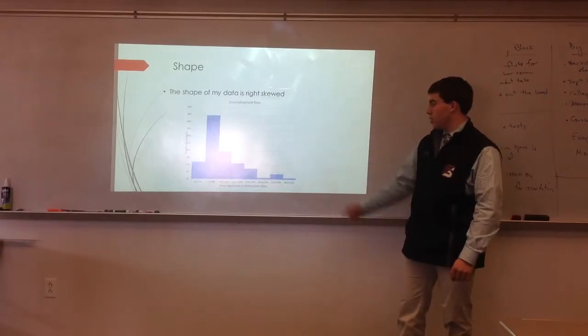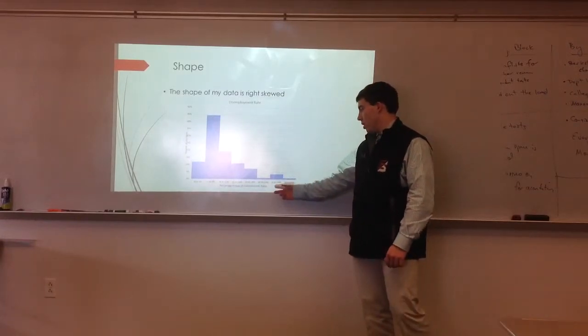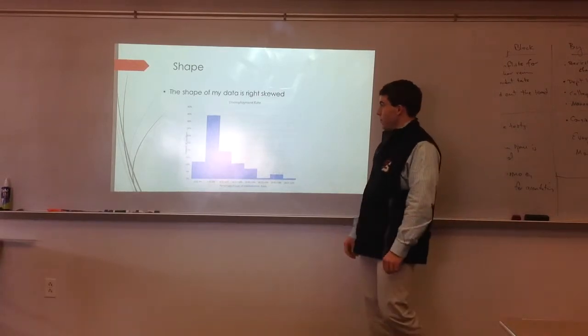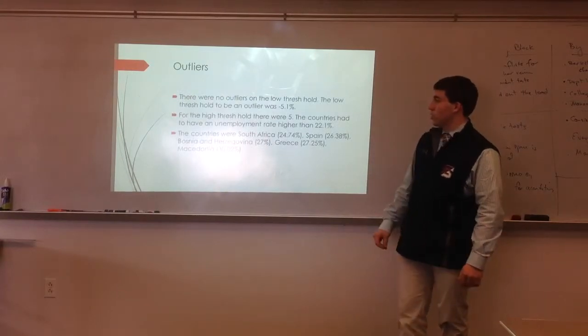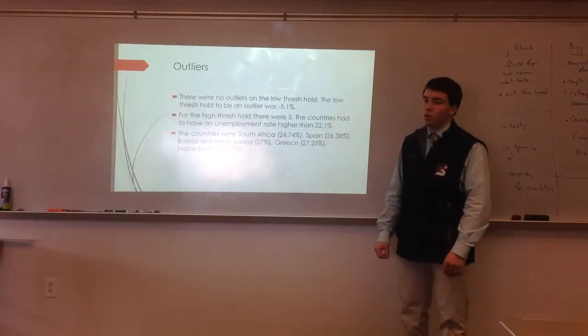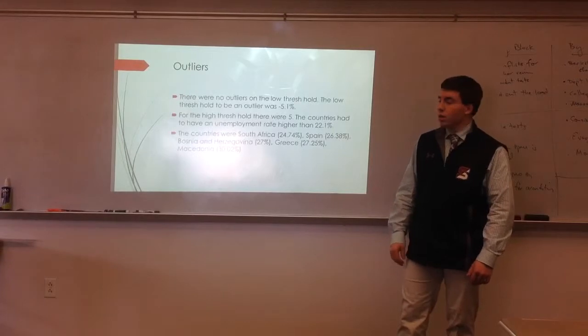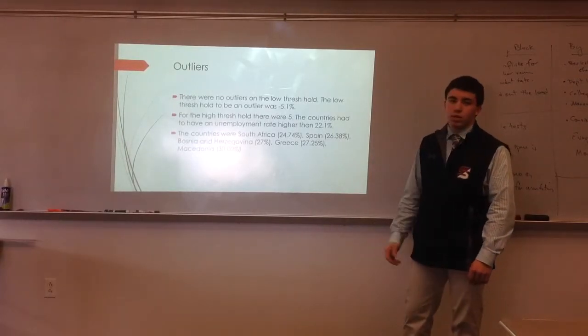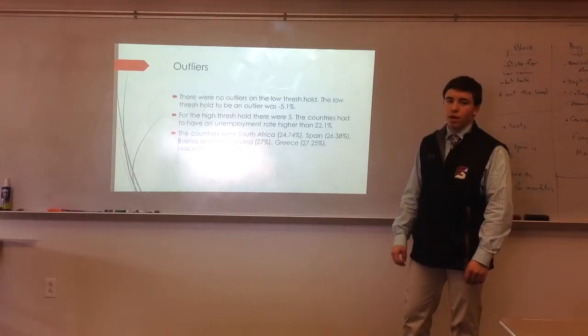It's obviously right skewed, and I put them all into groups with each group having 3.99%. So my outliers, I had no low threshold outliers, because an outlier had to be below negative 5.1%, and you can't have a negative unemployment rate.